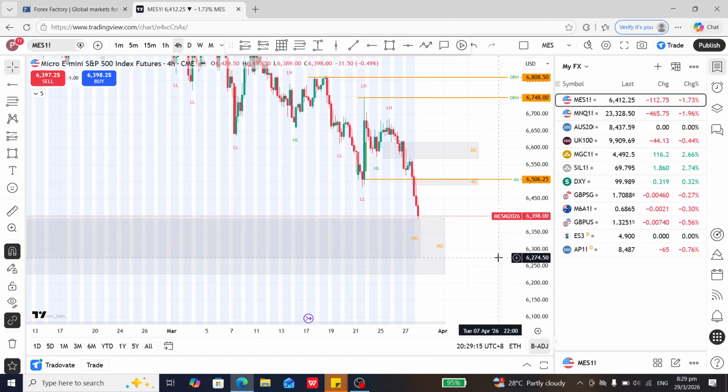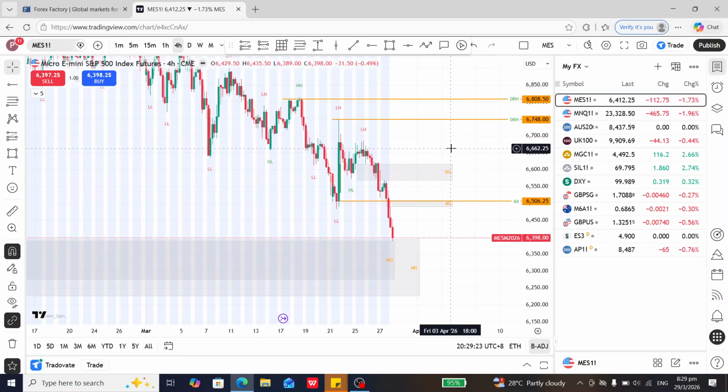Okay, let's move to the chart. So let's see what the potential trading zone is for this week. Okay, start with the ES. This is the ES, the 4-hour chart. Basically, last week's Friday market close is touching this weekly and monthly gap. So when the market opens tomorrow Monday, we have to see how the market behaves.